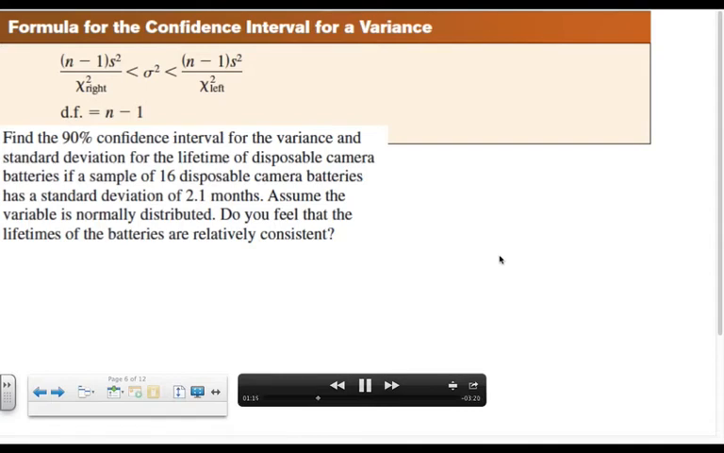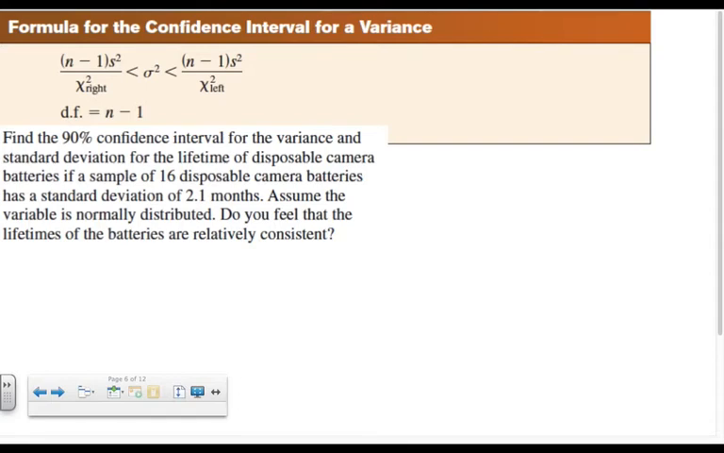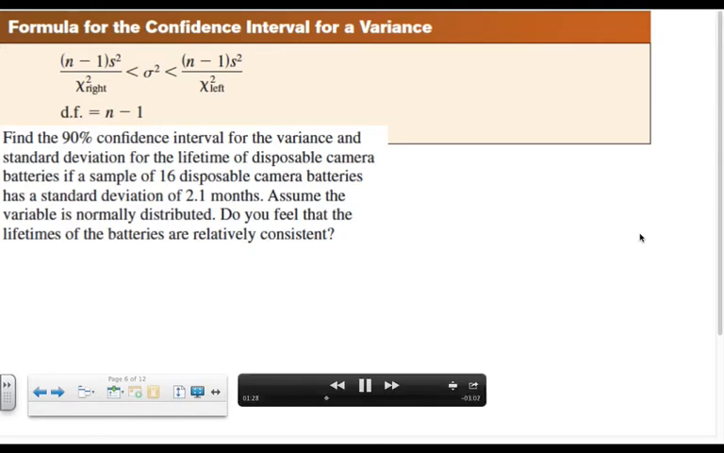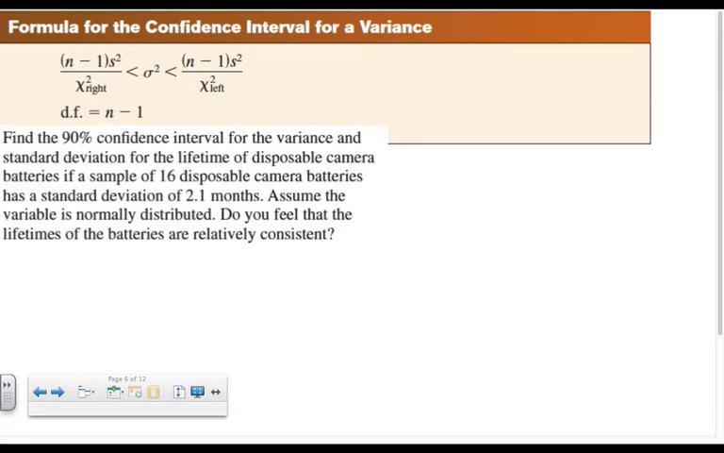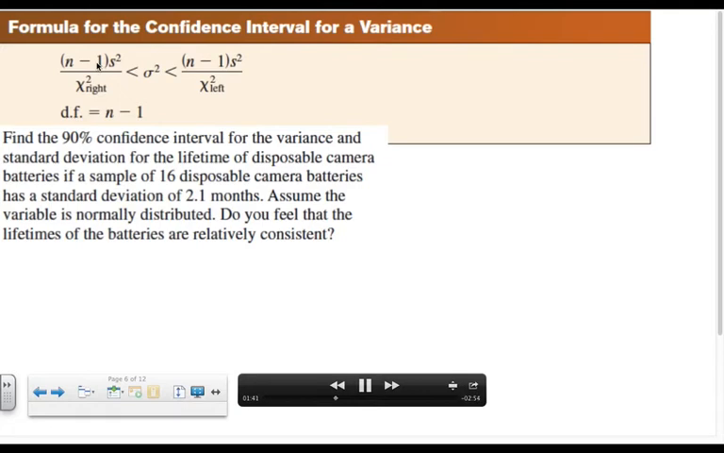It says find the 90% confidence interval for variance and standard deviation for the lifetime of disposable camera batteries. A sample of 16 batteries had a standard deviation of 2.1. Assume the variable is normally distributed. So in this, we're going to plug those numbers into the formula. If I had a sample of 16, n minus 1 is going to be 15. This is a standard deviation of 2.1, so I have to square it.